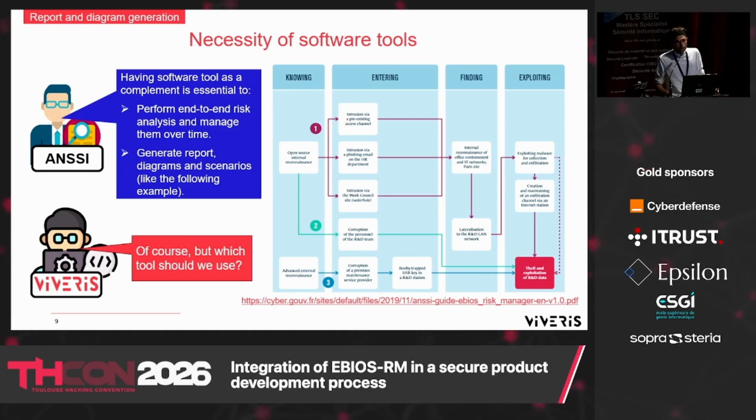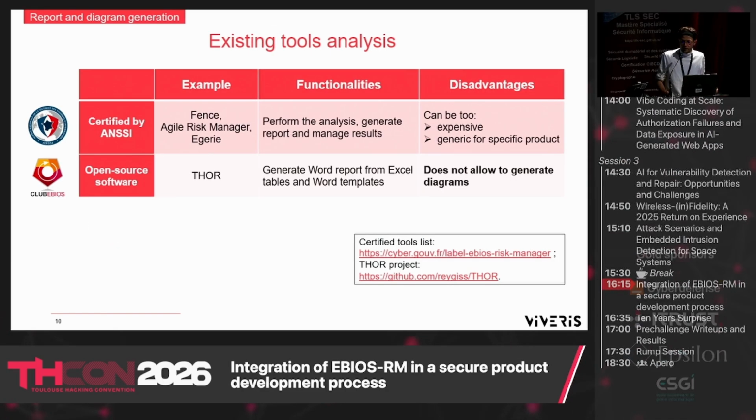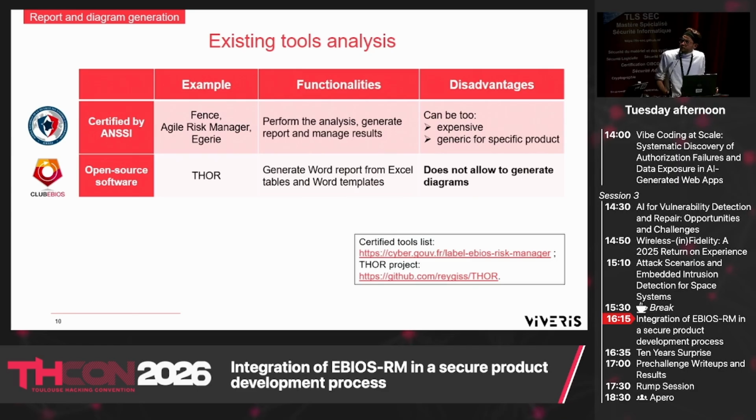So with many tools available, the question is, which tool should we use? For our use case, we have 2 choices. First, we have tools certified by ANSSI, like FANS, Agile Risk Manager, EBIOS. These tools are very powerful. We can perform the analysis, generate reports and operational scenarios, and manage the results. But the big limitation is that they can be too expensive, above all for small structures.